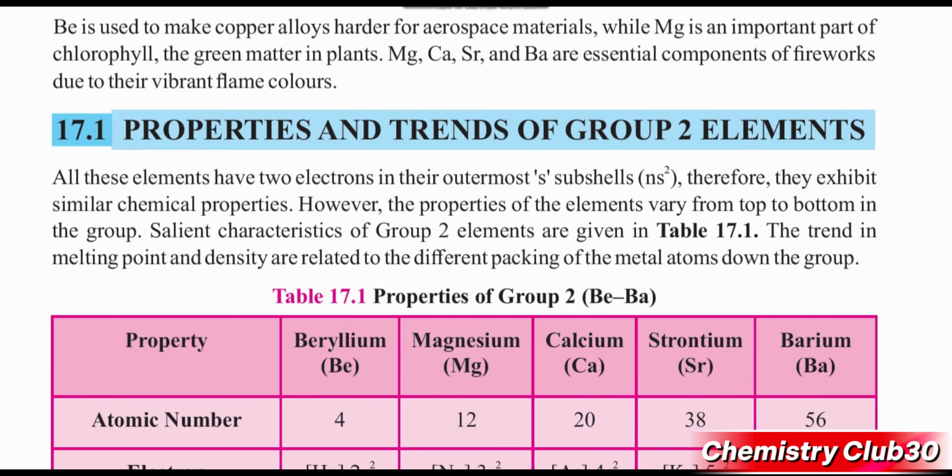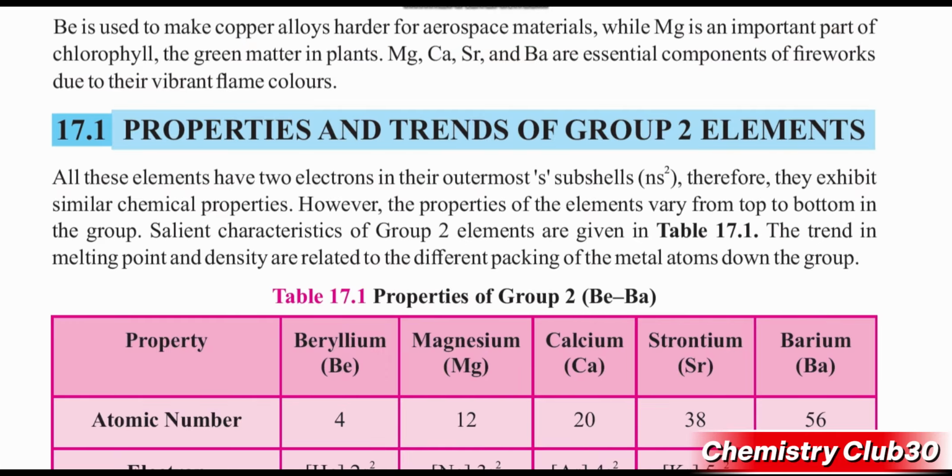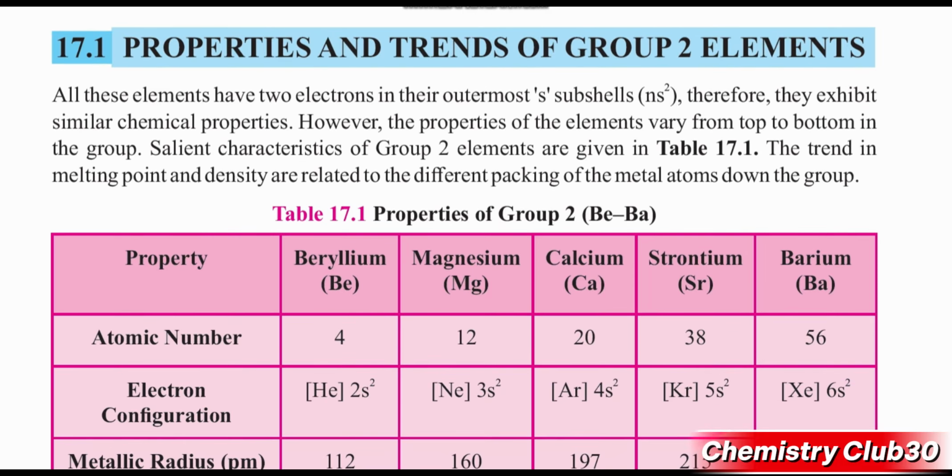Beryllium, the first member of this family, is used to make copper alloy harder for aerospace material, while magnesium is an important part of chlorophyll, which represents the green matter in plants. Magnesium, calcium, strontium and barium are essential components of fireworks. Due to their vibrant flame colors, these elements show color when they are burned.